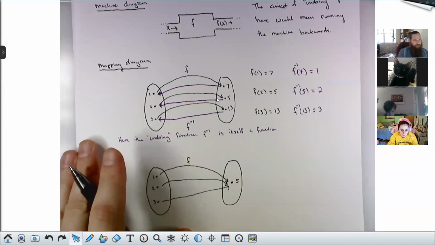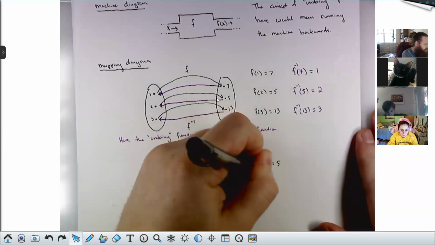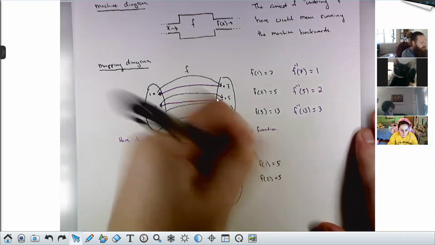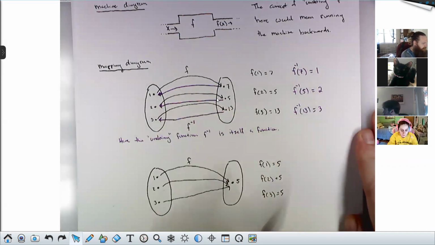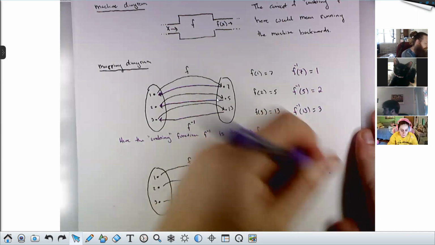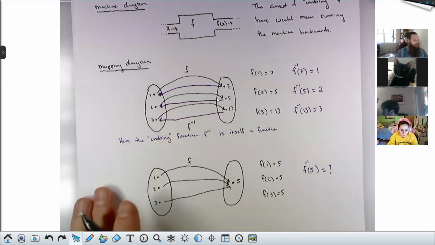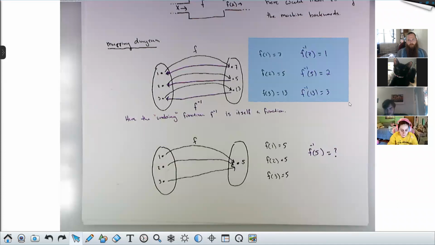And now I've got a problem. See here, f of 1 is 5, f of 2 is 5, and f of 3 is 5. So what is f inverse of 5? Well, if we follow the patterns here, f of 1 is 5, so f inverse of 5 should be 1. But also, sorry, go ahead.